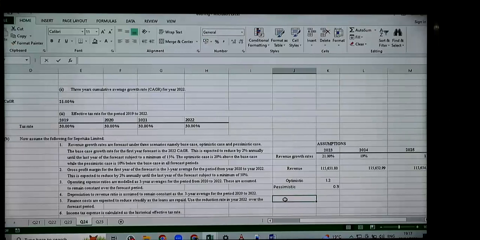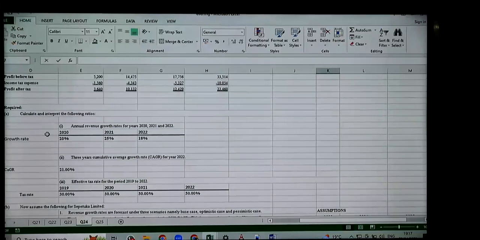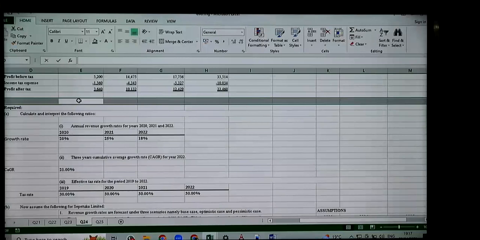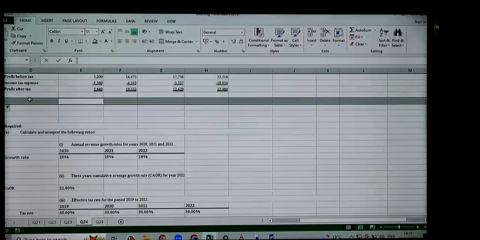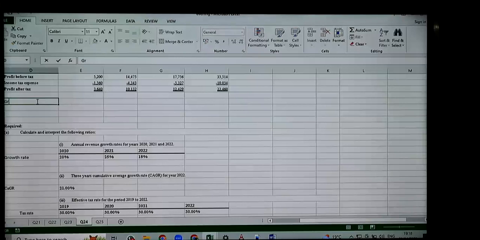So the gross profit margin here. Tab. We've been told the gross profit margin for the first year of the forecast is the 3-year average from the period of 2020 to 2022. We come here, select here, we will add another field. So I'll press Shift Space, then Shift Control Plus. Then I'll come to do the gross profit margin.